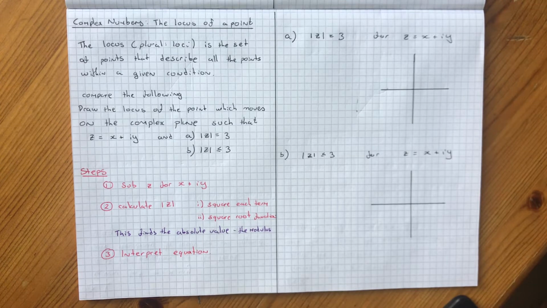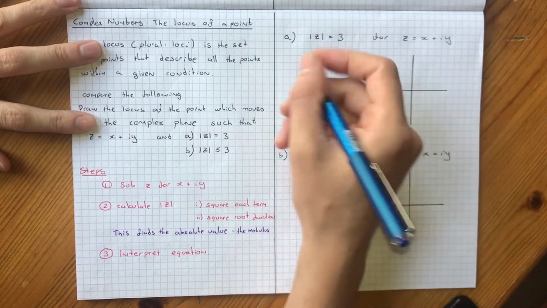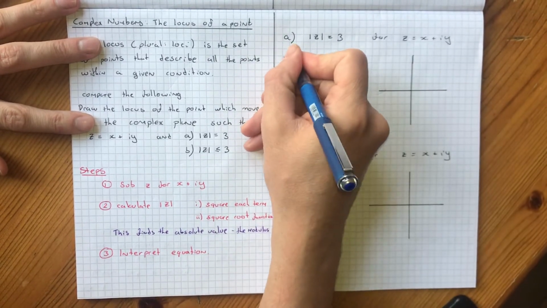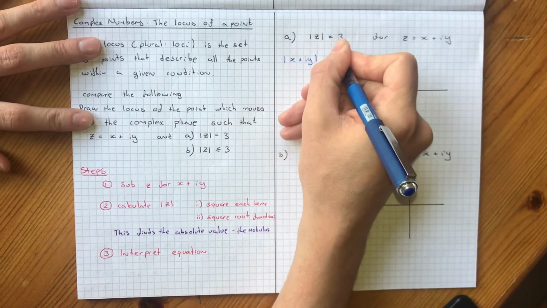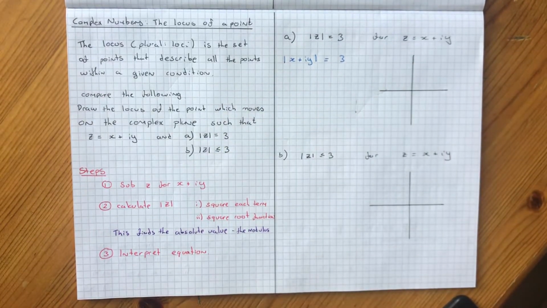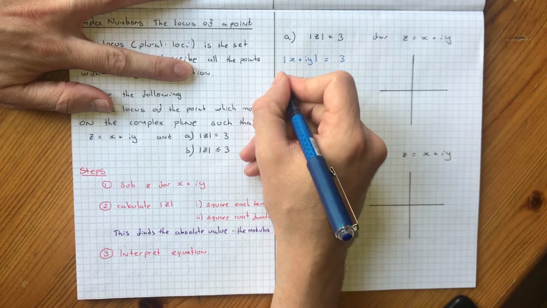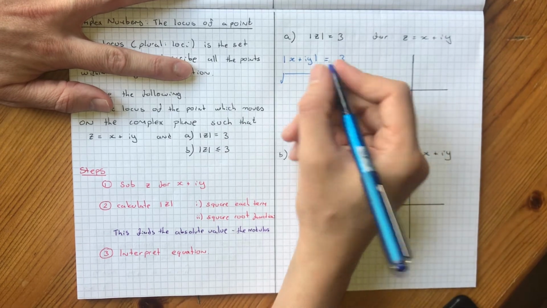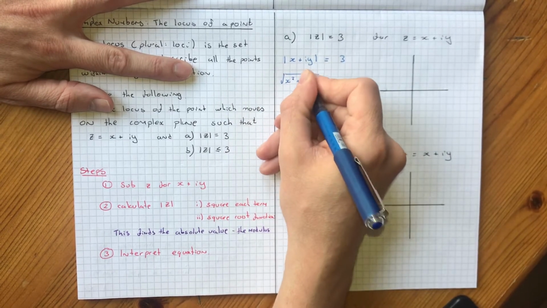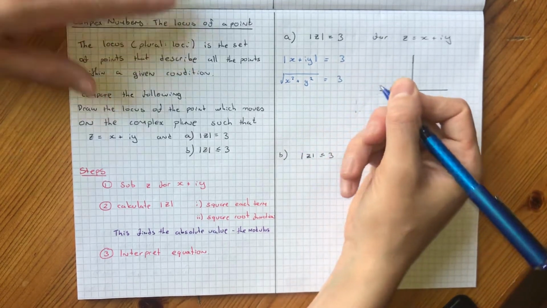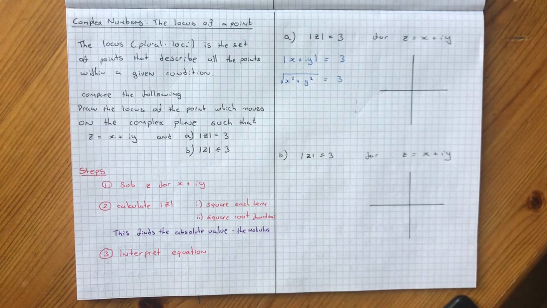And we can interpret the equation. Quite often the same sort of equations keep turning up again and again. But let's look at these two examples. So we're going to get the modulus of x plus iy equals 3. Now to find the modulus, we're actually going to ignore the i. That might be a bit confusing at first. So what we're going to get is the square root of the x component squared plus the y component squared is equal to 3. I'm ignoring the i because we're finding the absolute value of it.